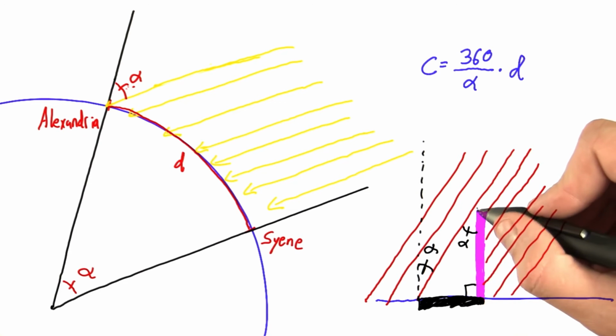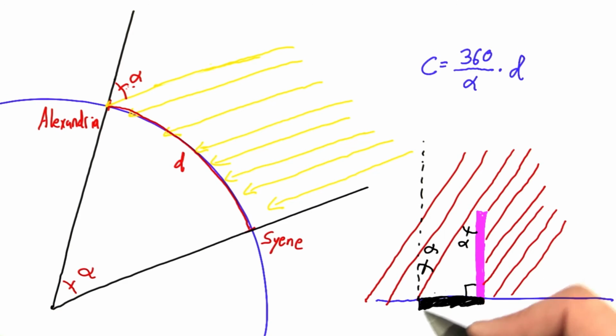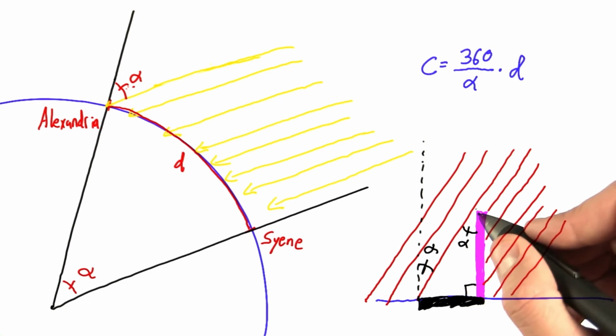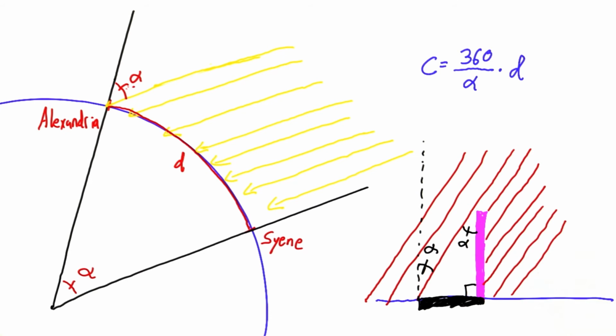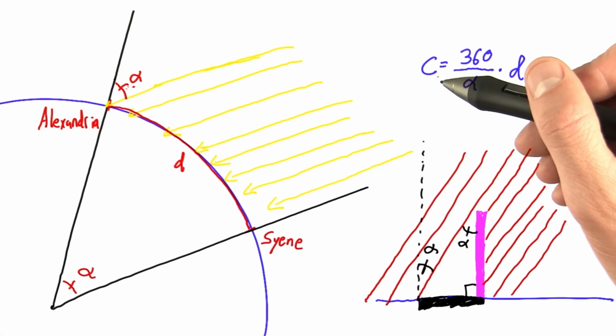And now we're almost there. So here's our triangle with three sides, 1, 2, 3: opposite, adjacent to alpha, and hypotenuse. And we just need to know what this angle is. Now that we have our right triangle, we just need to consult a trigonometric table, and we should be able to figure out what alpha is and what the circumference of the Earth is.